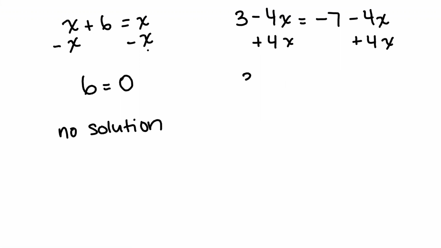We're left with 3 equals negative 7, because negative 4x plus 4x is 0, so we don't even have to write it. It just kind of goes away because it's 0. So we're left with 3 equals negative 7, which is not true. So no solution.